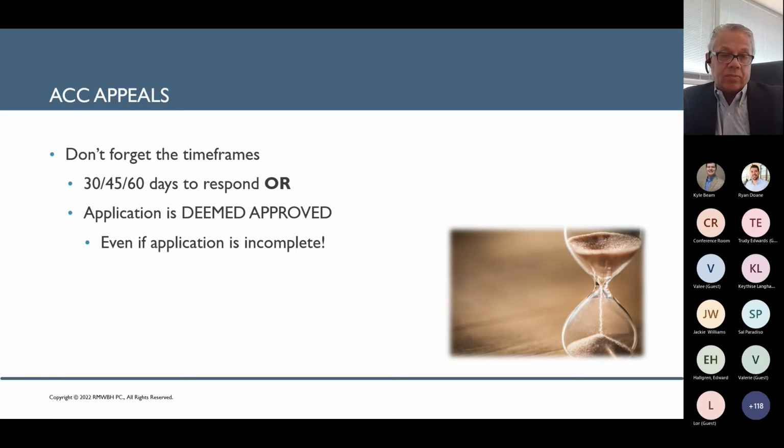We've dealt with cases over the years where somebody tried to play gotcha. They got a letter that wasn't an approval or denial. They sat on it and waited till the 30 days passed. And then they said, well, I'm deemed approved because you didn't deny my application within 30 days, and that's what the documents require. So obviously you want to avoid that situation.